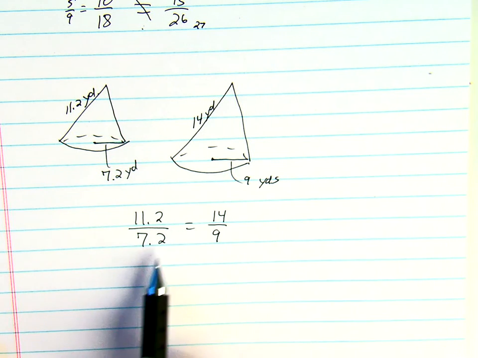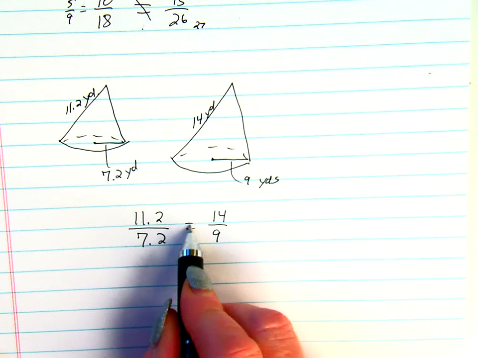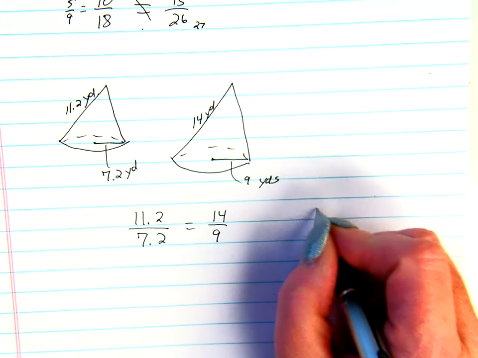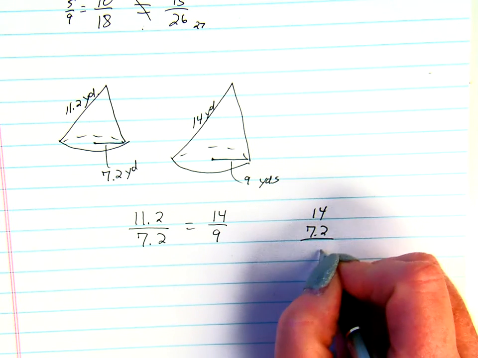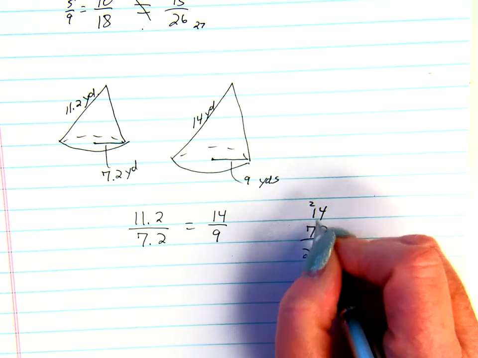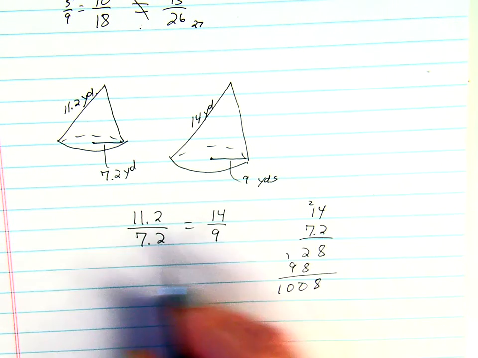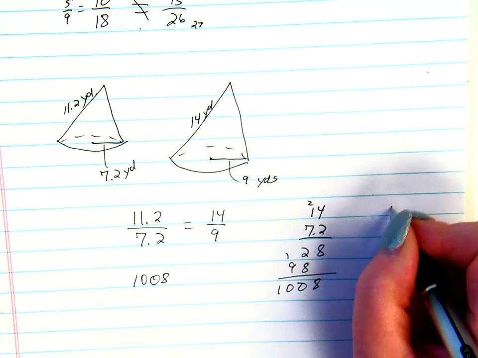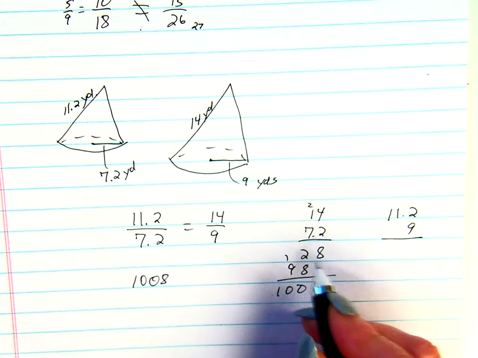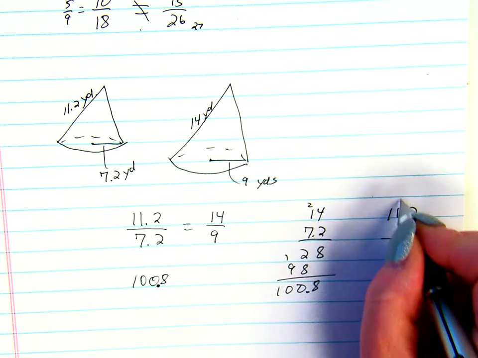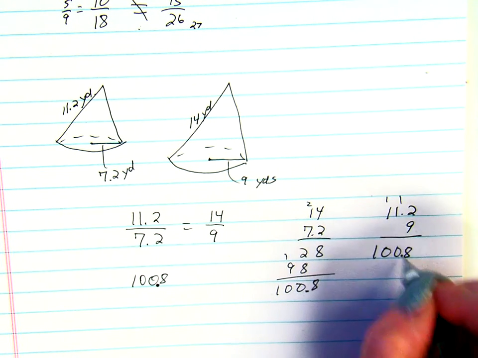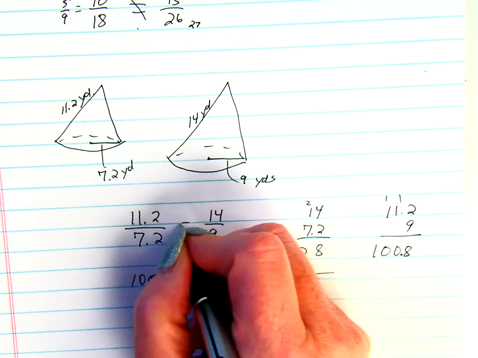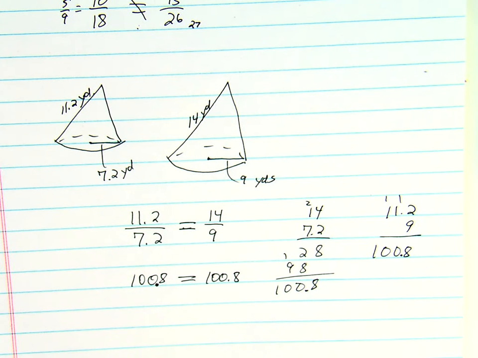Okay, I am actually going to have to cross multiply this. Oops, notice I put this equal sign, that shouldn't be there yet. 14 times 7.2 is 100.8, and now 11.2 times 9, and I had a decimal point there, sorry, is 100.8, and yes, it does equal, so it was okay that I wrote the equal sign, but you should never do that beforehand.